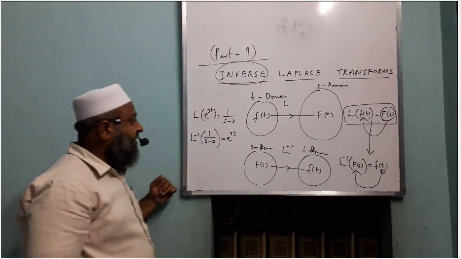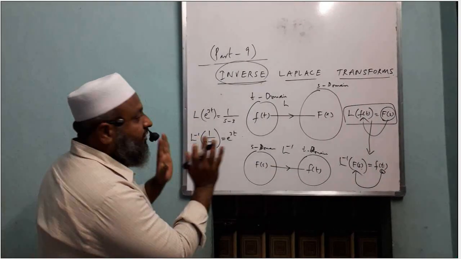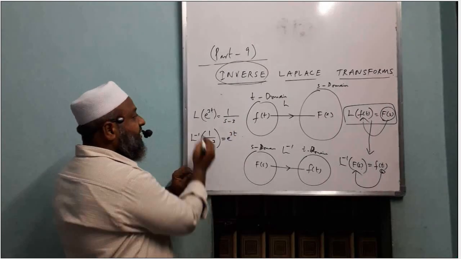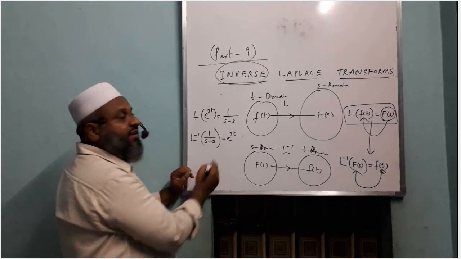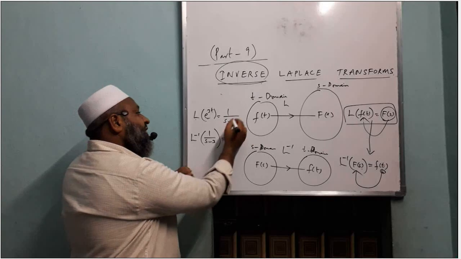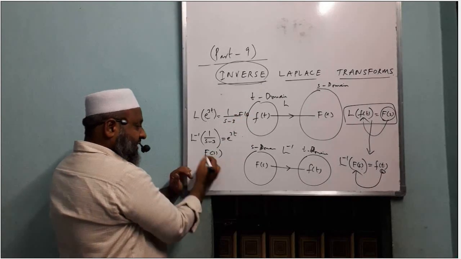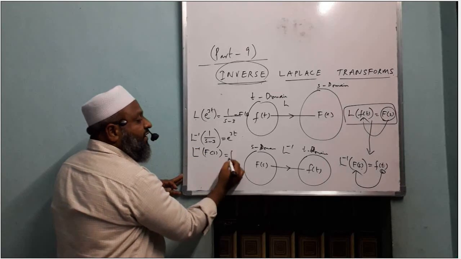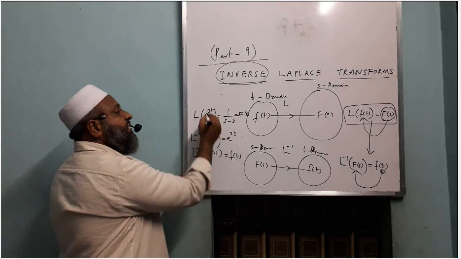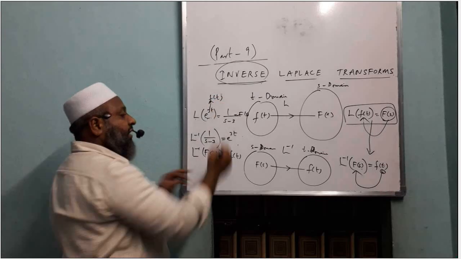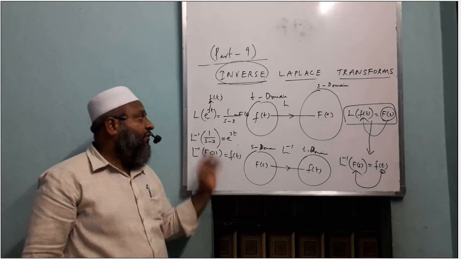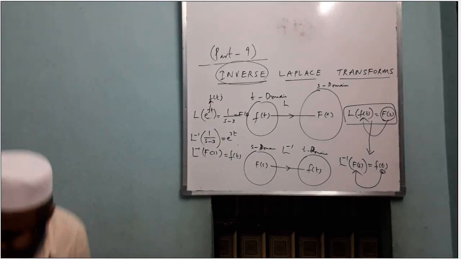Now you can take the screenshot if you want it. As a particular case, the Laplace transform of e power 3t is 1 by s minus 3, and this is nothing but f of s. So if we apply L inverse to this f of s, we'll get back f of t, that is nothing but e power 3t. You can take the screenshot if you want it.